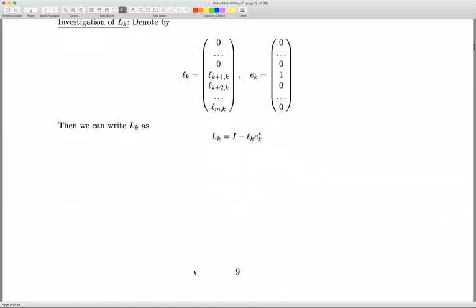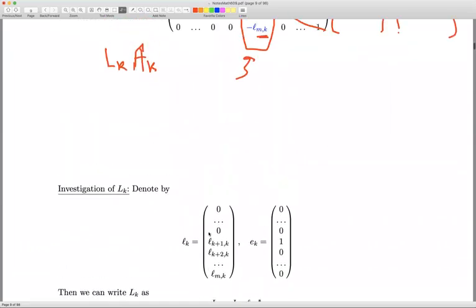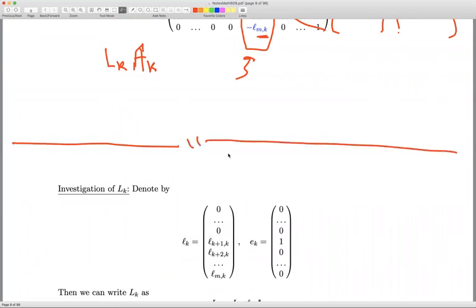So this will be the end of the lecture. What we will do next time, we will discuss properties of these matrices LK. And we also will discuss how the Gauss elimination is performed for matrices that have some special structure.